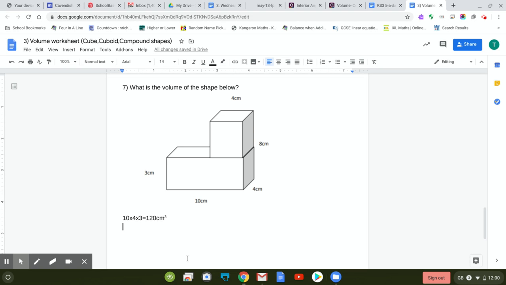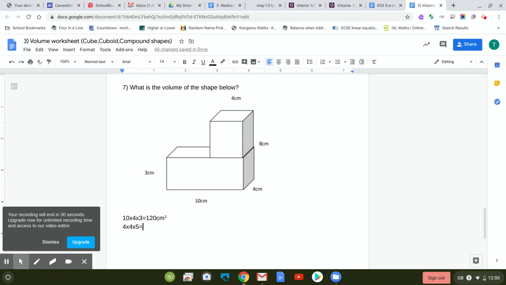So that bit is 4 times 4 times 5. It doesn't matter what order you multiply them, you'll still get the same answer. That is equal to 80 centimeters cubed. And then you add them up, and that is 200 centimeters cubed. If you have any questions about those, let me know.